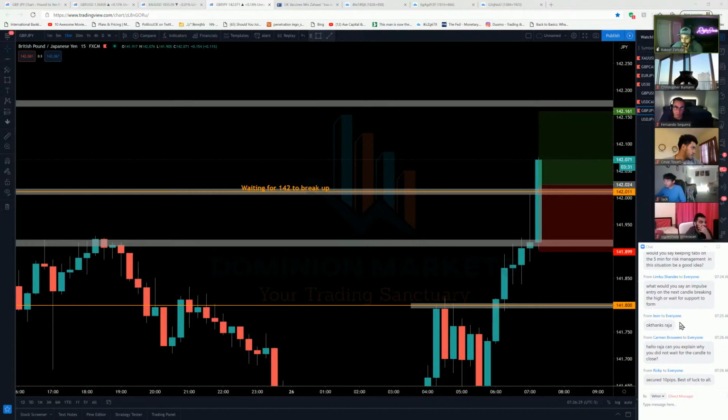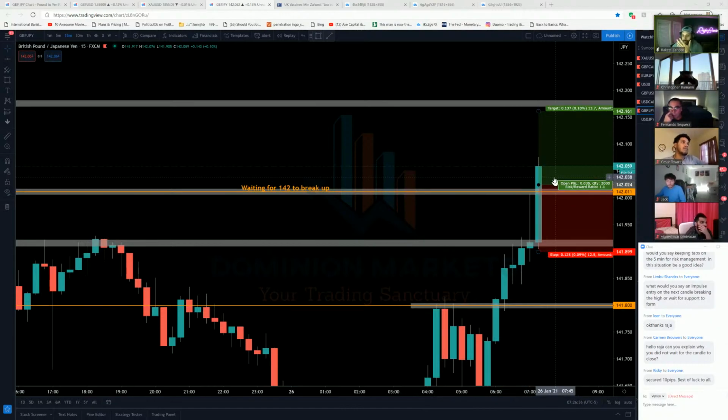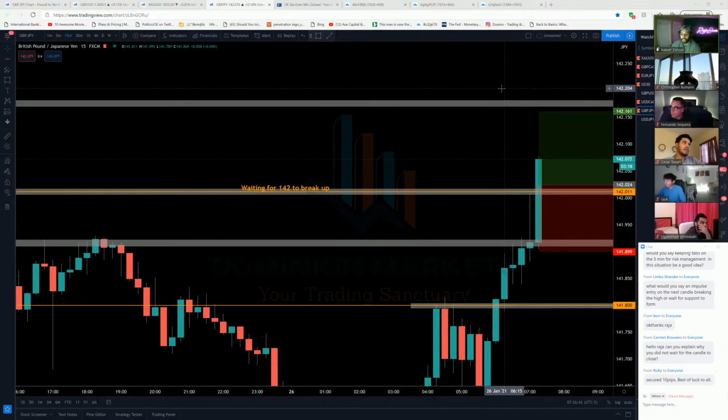Can you please explain why you did not wait for the candle to close? I didn't wait for the candle to close because I've seen this happen a lot of times, where the candle comes into the range and continues pushing, and I've actually missed trades in the past like this. So this is why I was willing to take the risk over here for price to continue moving bullish.